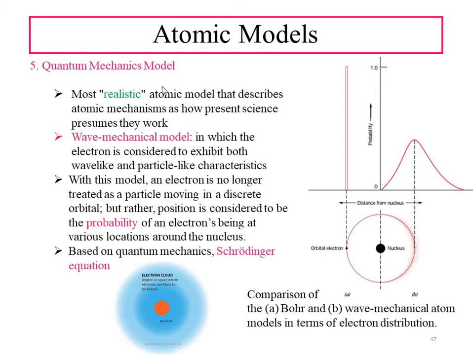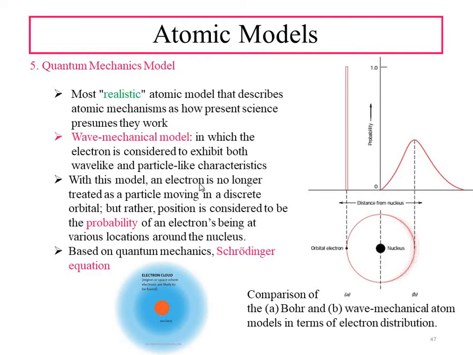So let us see what quantum mechanics and classical mechanics are. In classical mechanics, electrons are considered just as particles. But in quantum mechanics, the electrons have a dual character, because they will act as a particle and also act as a wave. So it is also known as the wave mechanical model, in which the electron is considered to exhibit both a wave-like nature and a particle-like nature.